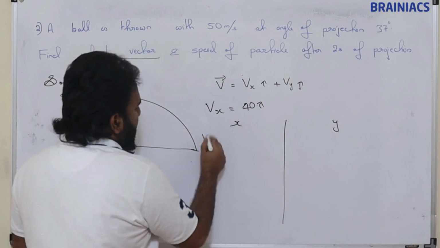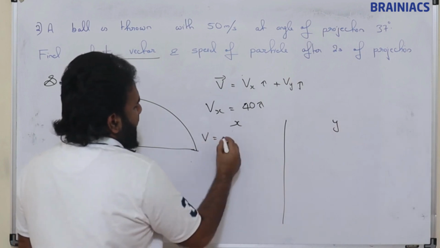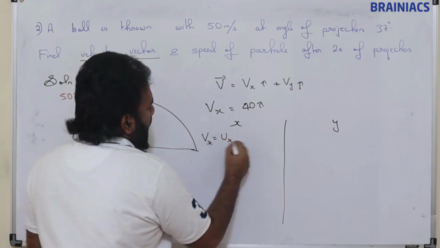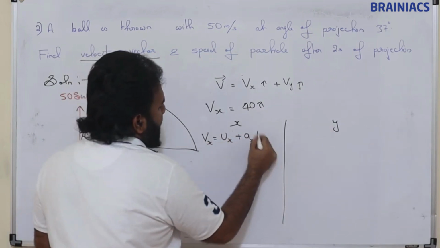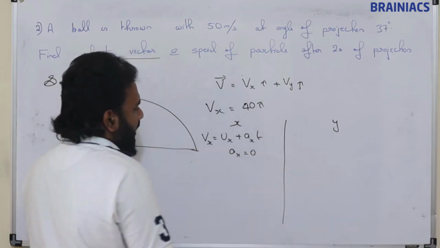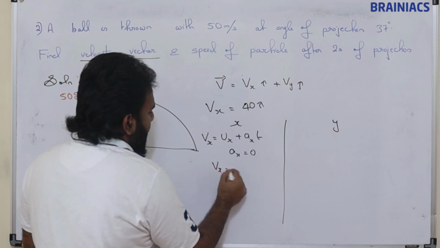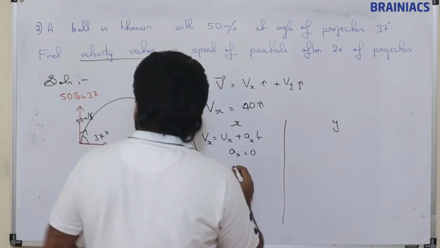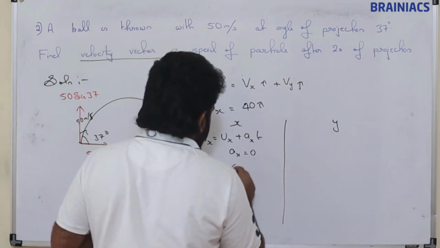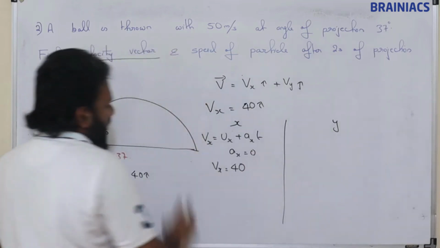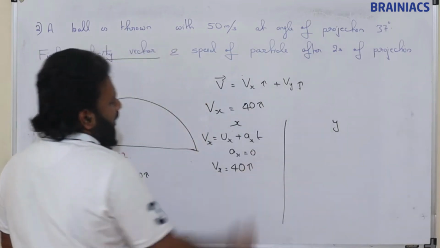So velocity after 2 seconds: which formula will we be using? Vx is equal to ux plus ax into t. So ax is 0 here, no acceleration in the horizontal direction. So Vx is equal to u plus at. Now v is equal to u plus at is what I have written. So ux is nothing but 40, and this is 0. That is why Vx is equal to 40i, we got.